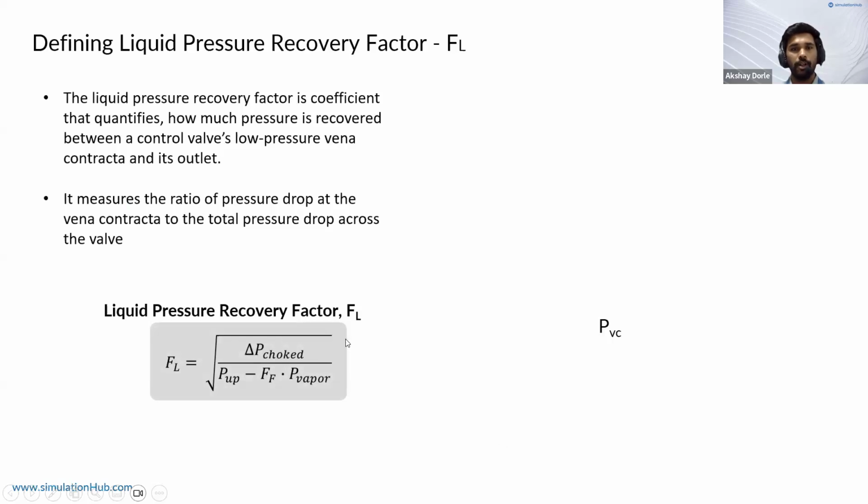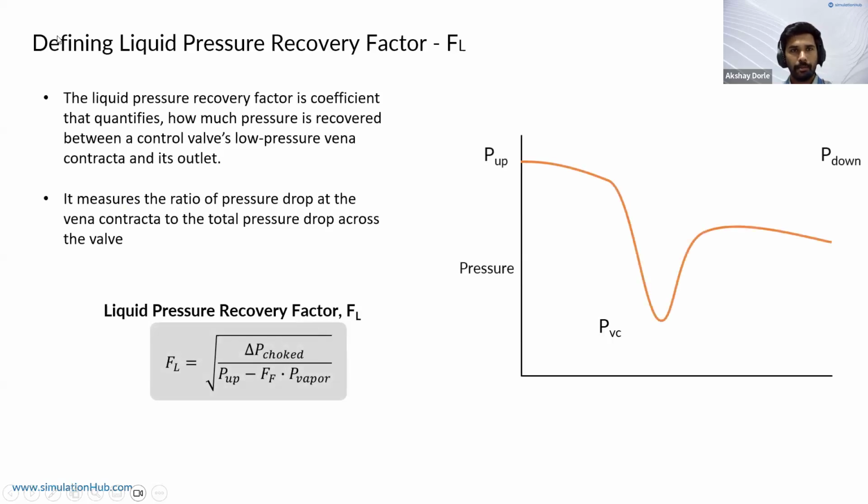Now we'll see how to get this value. So before that, we'll define the factor itself, the liquid pressure recovery factor. It is basically the coefficient that quantifies how much pressure is recovered after it goes through the vena contracta. So it will be the ratio of the pressure drop in the choked condition to the difference between the upstream and the vapor pressure.